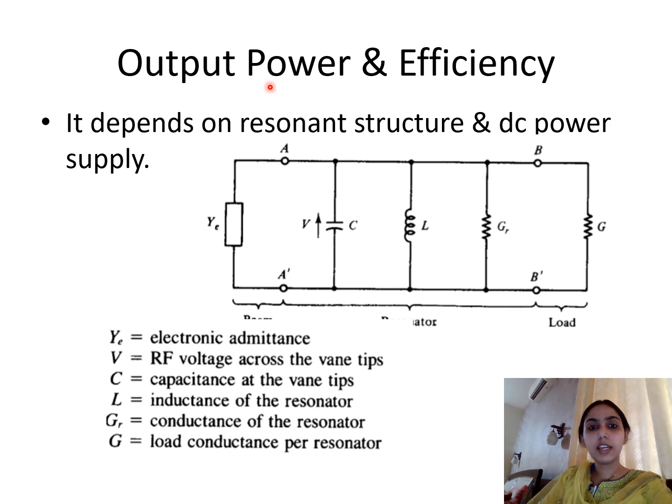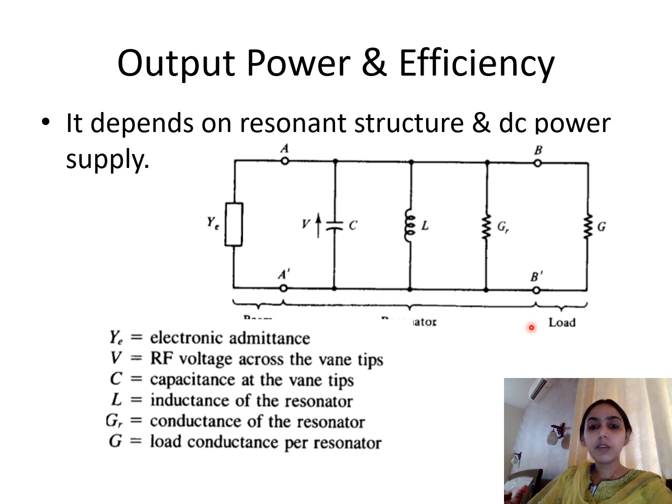In this section, we will see about the output power and efficiency. The output power and efficiency depend on the resonance structure and the DC power supply. We have seen in its construction that the anodes have many slots. Each of them is going to work as a resonator. So this is the equivalent circuit for a single resonator of a magnetron device. Capacitor and inductor will be the energy storage elements. That is, we have seen that the slots behave like an inductor having one turn, and the space connecting the slot and the interaction space behaves like a capacitor.